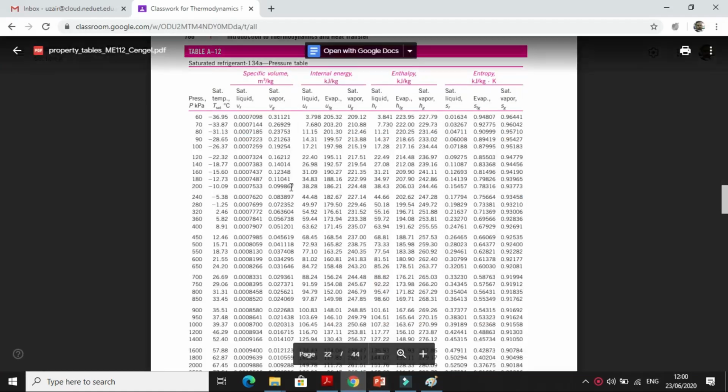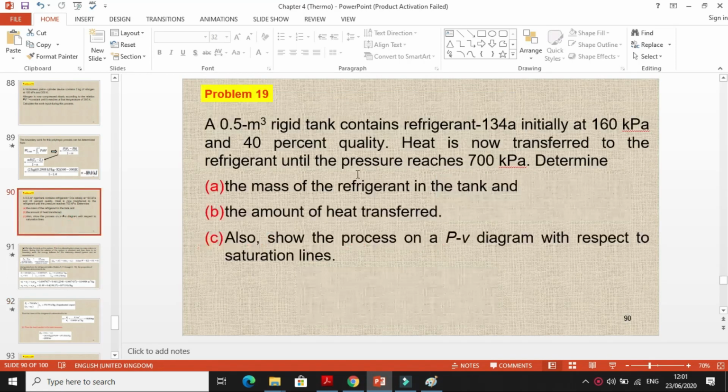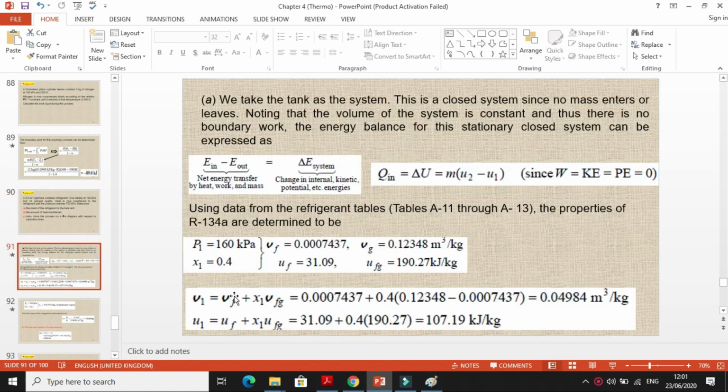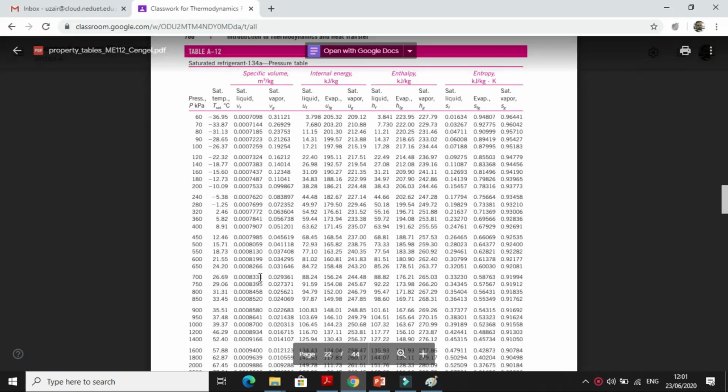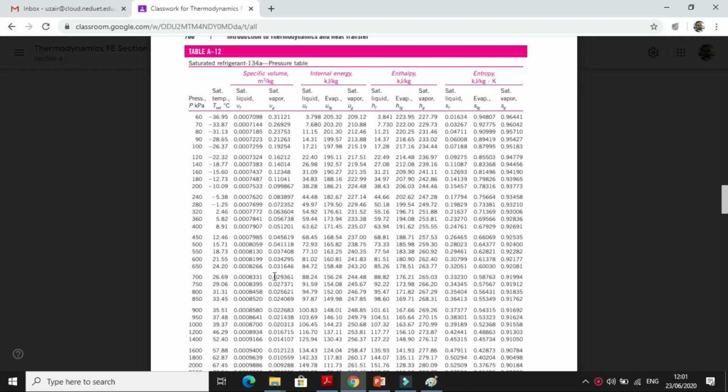So I'm just going here. This is table A-12. The pressure is around 700 kilopascal. The final pressure is 700 kilopascal, and the volume is V1, which is 0.04984. From the property table, at 700 the Vg is 0.029361. So the volume at state number 2 is more than the Vg, which means state number 2 is in the superheated region.